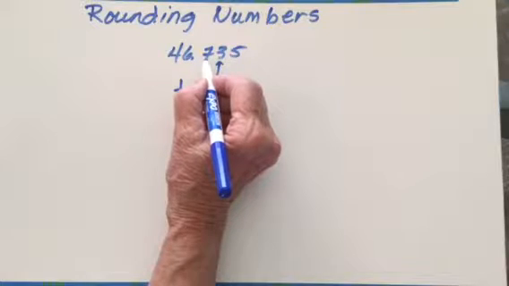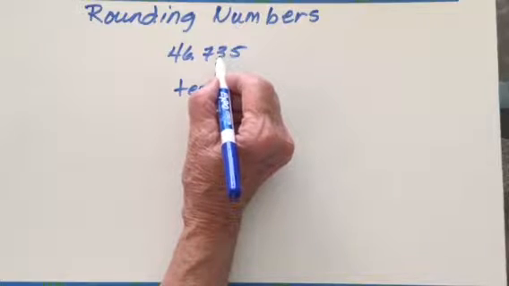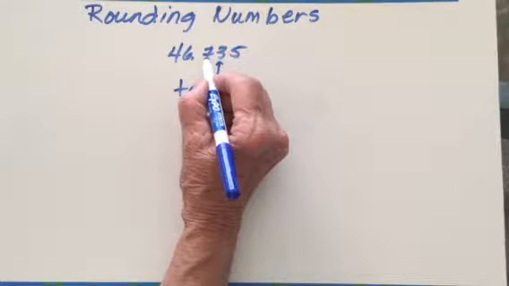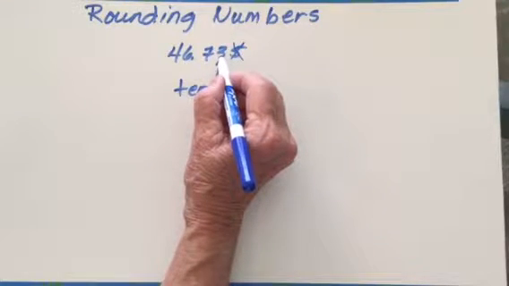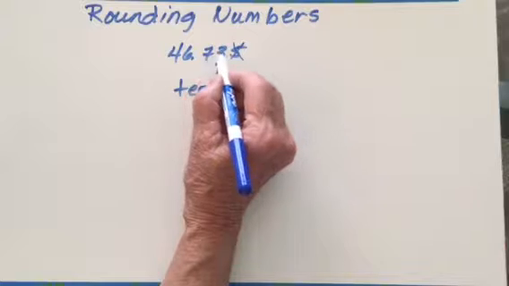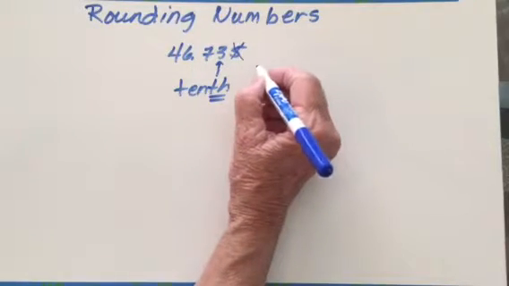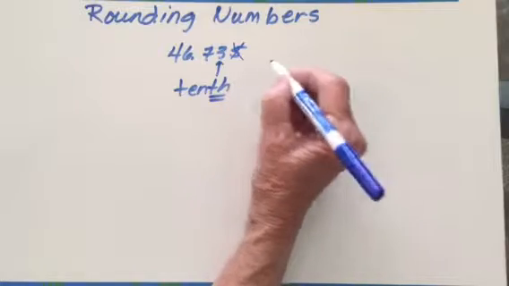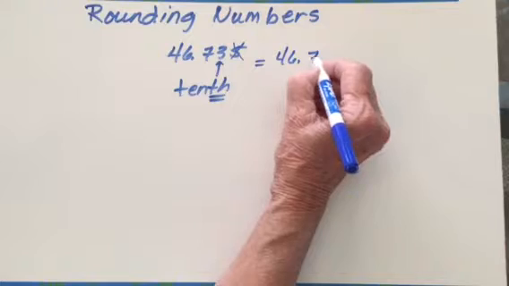Because 7 is the nearest tenth. But in order to round it off, I have to look at the number that comes just after that number. I don't care about this number, by the way. All right, so I look at that number. If that number is 5 or more, I take that 7 to an 8. If it's 1, 2, 3, or 4, it stays the same. So if I were to round 46.73 to the nearest tenth, the answer would be 46.7.